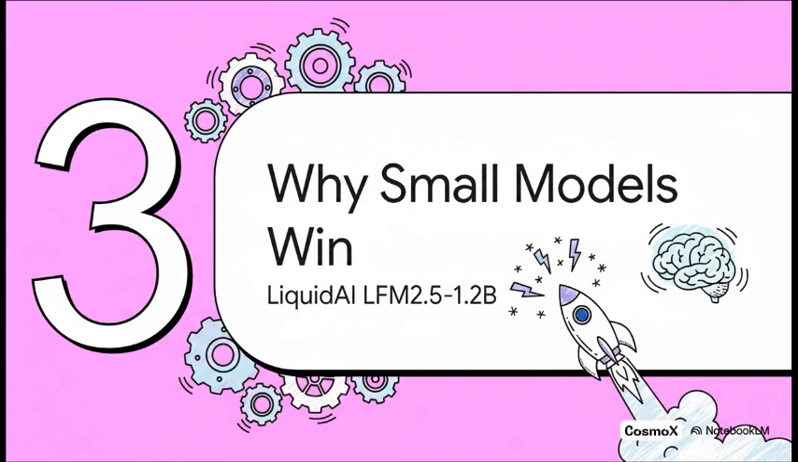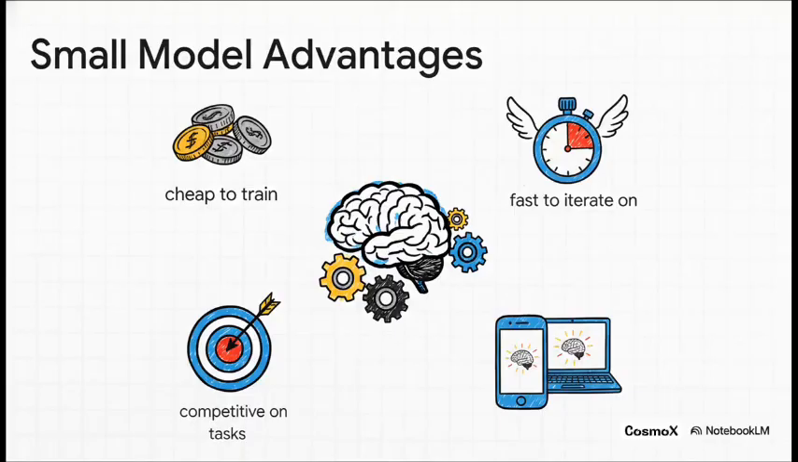Now, to really maximize these cost savings, you don't actually need some 70 billion parameter monster model. The smartest strategy a lot of the time is to start with a smaller, highly efficient model. A perfect example is something like Liquid AI's LFM 2.5 1.2B Instruct model, which really punches way above its weight for its size.